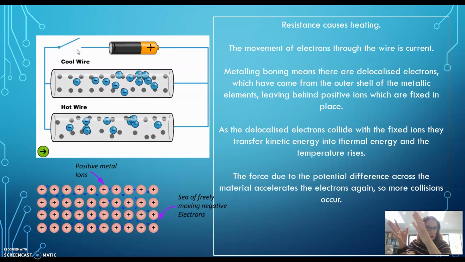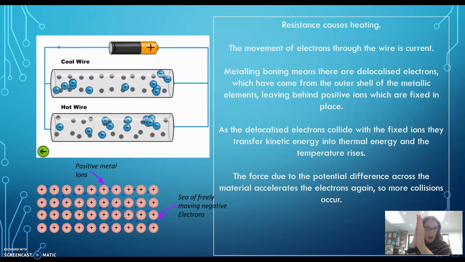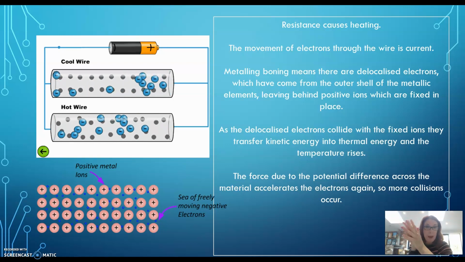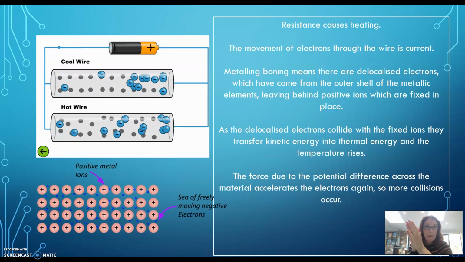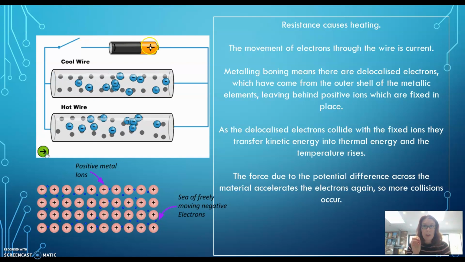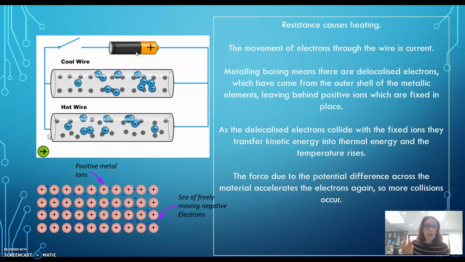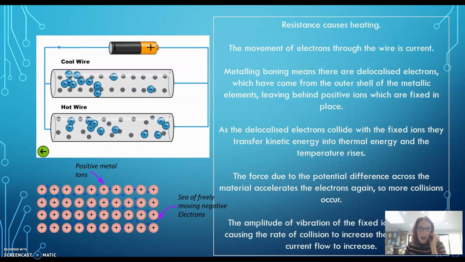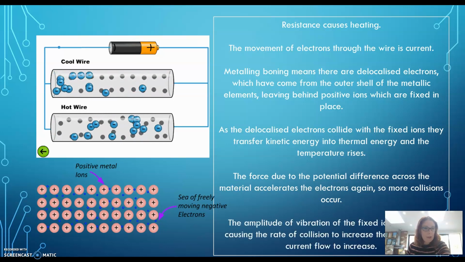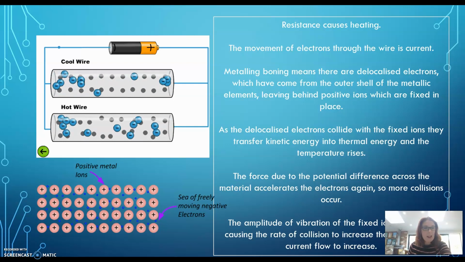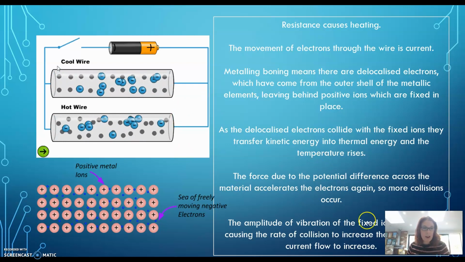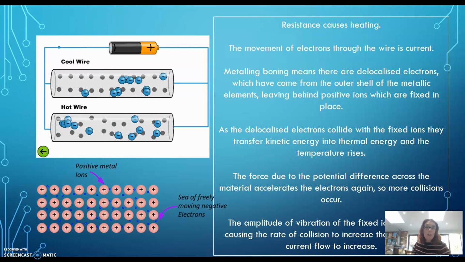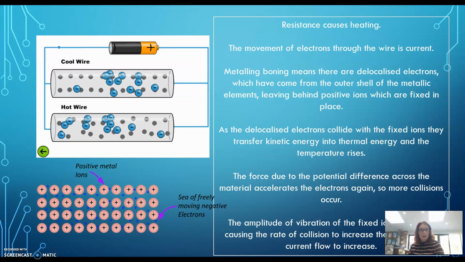Once the electrons stop, they need to get moving again, and because there's a potential difference across the metal or the material from the cell here, that forces the electrons to move again, and so that will create more collisions. Then the amplitude of vibration of the fixed ions increases, causing the rate of collision to increase, and the resistance to current flow will also increase then.